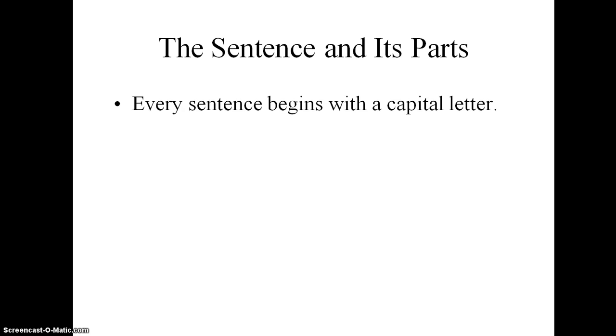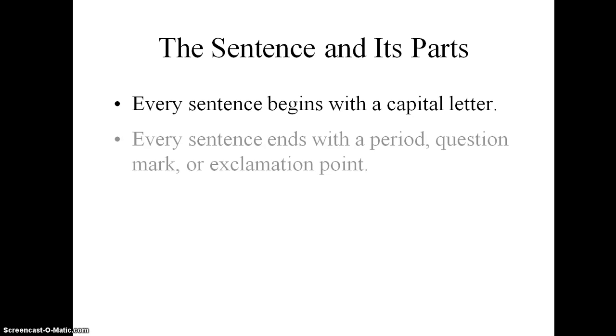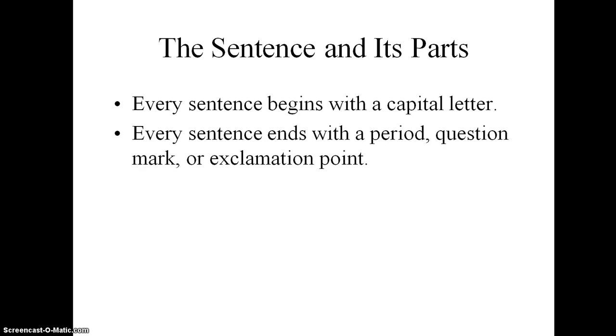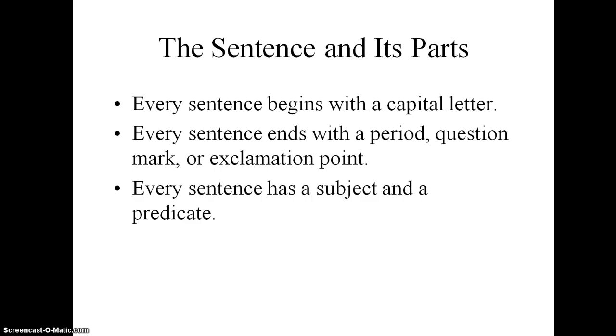We all know this. Every sentence begins with a capital letter, and every sentence ends with a period, question mark, or exclamation point. Here's when it gets tricky though. Every sentence also has a subject and a predicate. Easier said than done, correct?